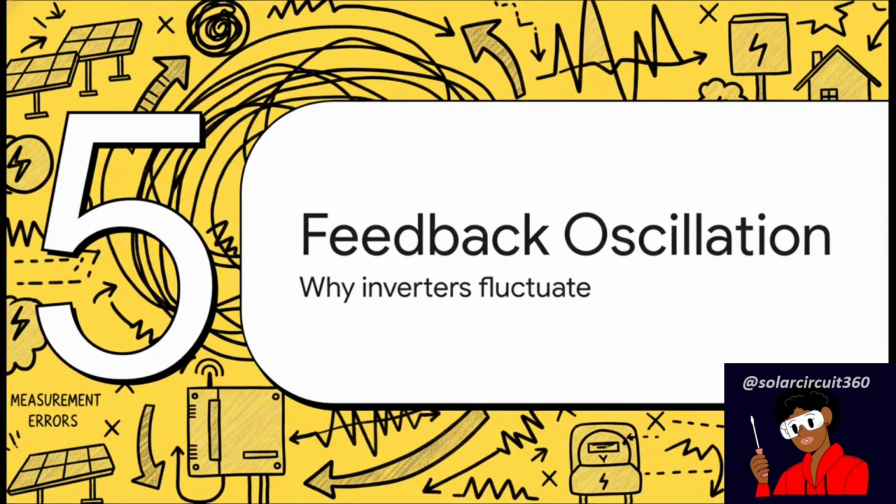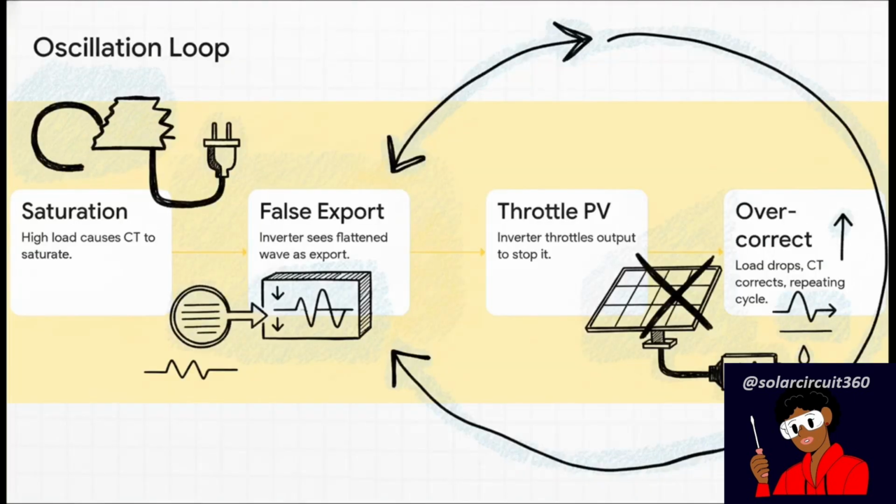Okay, Section 5, the feedback oscillation loop: why your inverter hunts and fluctuates. Now, when these false readings hit your inverter, it doesn't just show you a wrong number on a screen, it actually takes action. It goes something like this. Step 1, a big load kicks on and saturates the CT sensor. Step 2, the inverter sees that flattened, messed up waveform and incorrectly thinks, oh no, we're exporting.